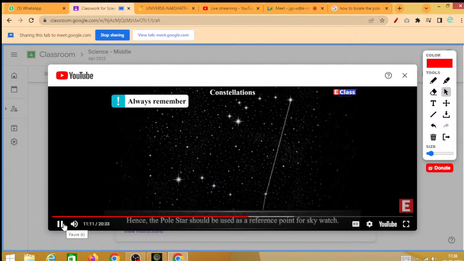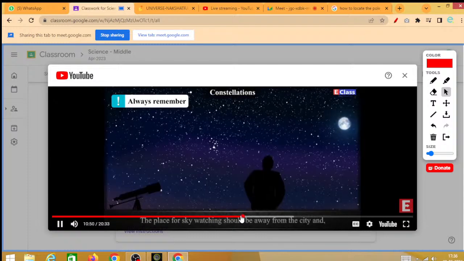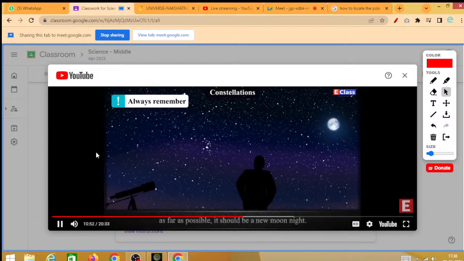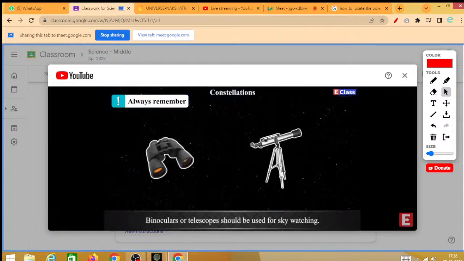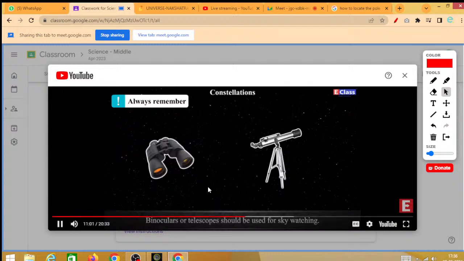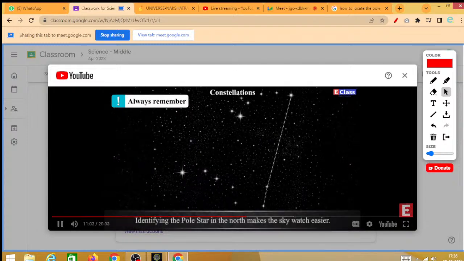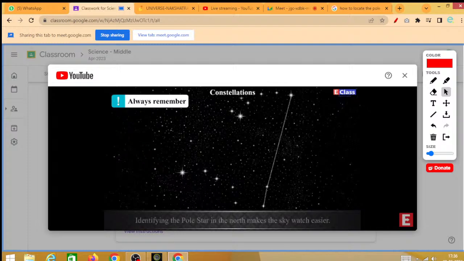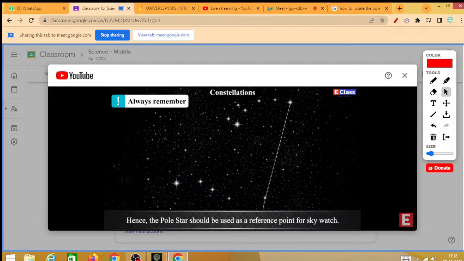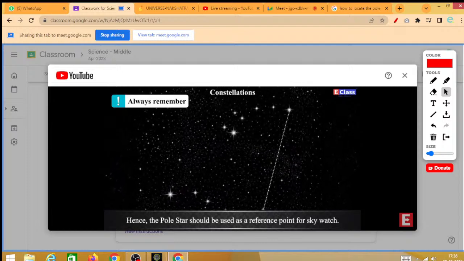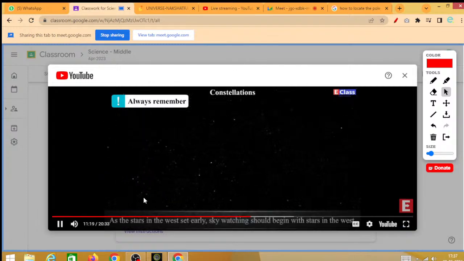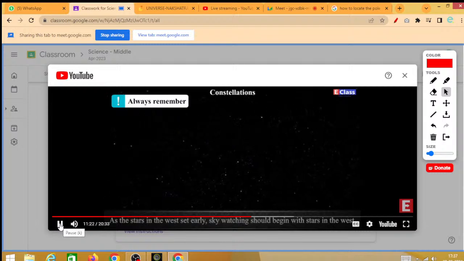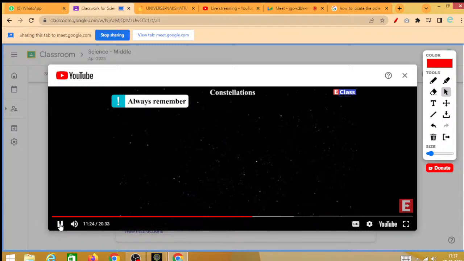Hence, sky watching should be done away from the city, and as far as possible on a new moon night. Two, binoculars or telescopes should be used for sky watching. Three, identifying the pole star in the north makes the sky watch easier. Hence, the pole star should be used as a reference point for sky watch. Four, as the stars in the west set early, sky watching should begin with stars in the west.